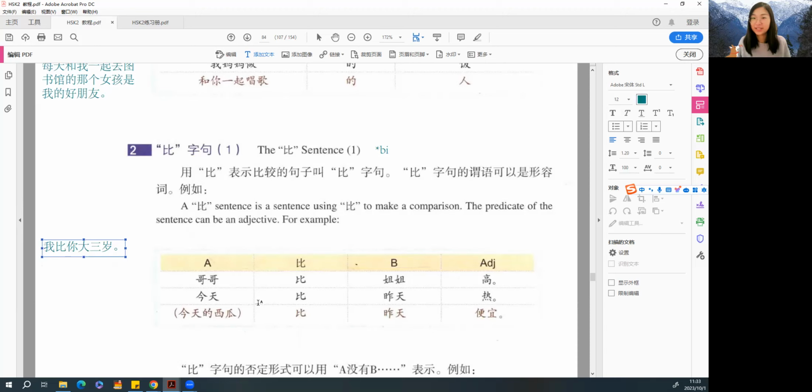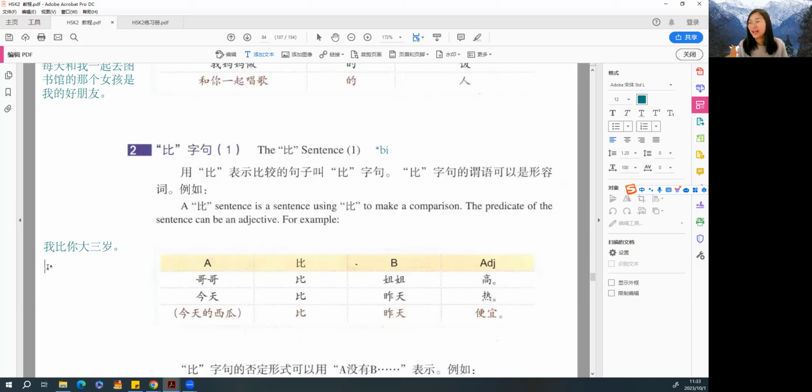So we are going to take a look at more examples in the book, like 今天比昨天热. 热 is warm. The weather is so warm. All right, it's warm. 今天, today, is warmer than yesterday. So if we are going to use 比, then object A and object B are together and in between there is a 比 here. So that's object A, 比, object B. That's like this.